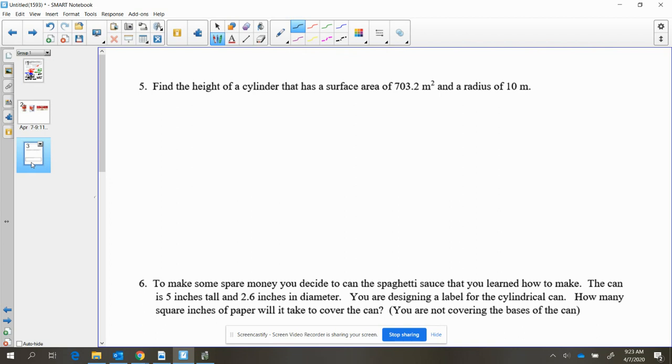Okay. Now, moving on to the back side of the sheet here. All right, we have a couple word problems. So notice this first piece here is asking us to find the height of the cylinder that has a total surface area of 703.2 and a radius of 10.